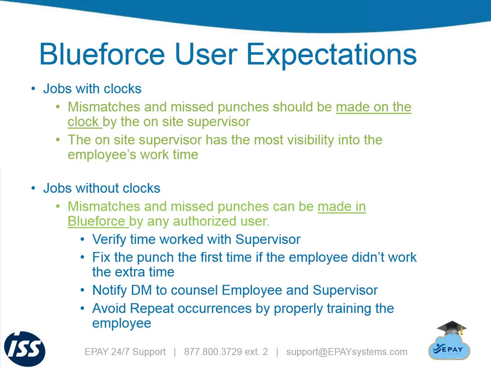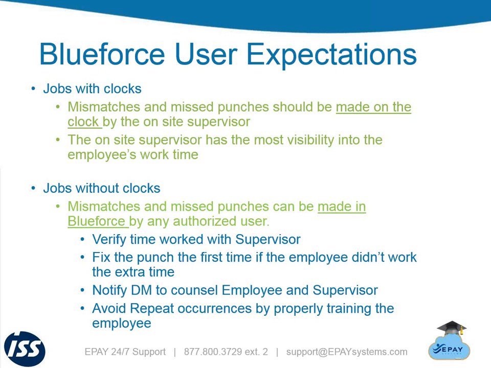Fix that punch the first time if the employee didn't work that extra time, but more importantly, notify the DM, a district manager or other management role, to counsel the employee and supervisor both. One, for the supervisor to get their employees to punch in and punch out correctly, but more important, get the employee to start doing it correctly. And then hopefully we're going to avoid those repeat occurrences by properly training the employee.